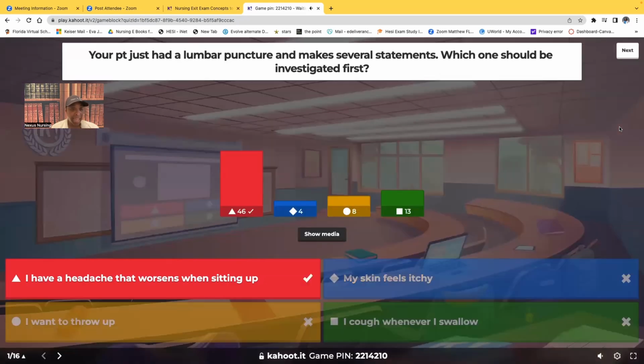Okay, very good. I have a headache that worsens when sitting up. And you're supposed to go to that headache because think about it. The patient just had a lumbar puncture. They just had some cerebral spinal fluid removed. What is going on? Is there a leak? Is there cerebral herniation? Is there ICP? What is going on? So the first concern, the minute you saw that the patient had a lumbar puncture, and they're saying every time that they sit up, their headache gets worse, that's what you need to be thinking about.